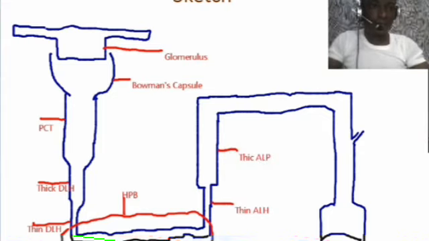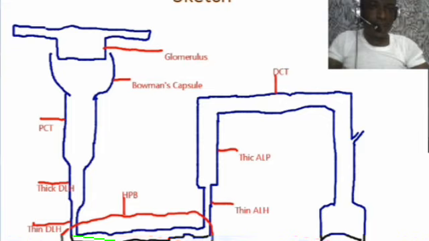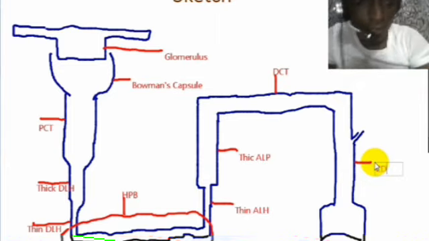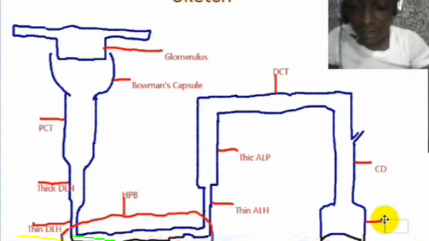The horizontal part here is known as the DCT, the distal convoluted tubule. And this part is called the collecting ducts, CD. Please, CD is not condoms. It is collecting ducts. And the last part of the nephron is called the renal pelvis.